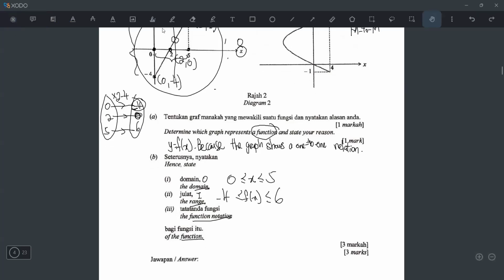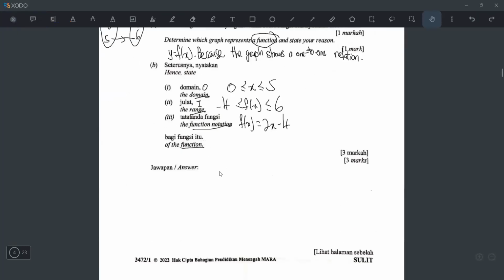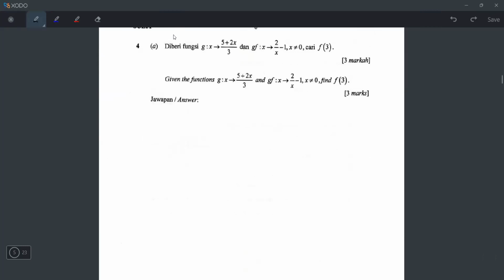So the function notation here, I will write what? f(x) equals 2x minus 4. Okay, that's how you write function. 2x minus 4, because I have to darab 2 first and then -4, right? That's how you do it. So that's the answer for question number 3. Okay, I think I can continue with the next question. Let's go to question number 4.